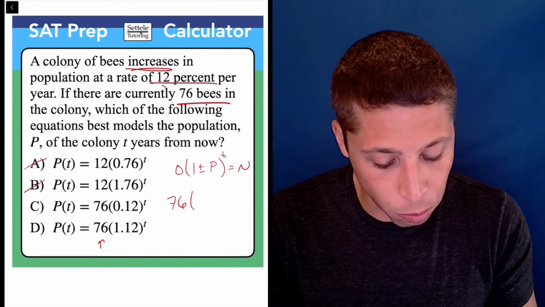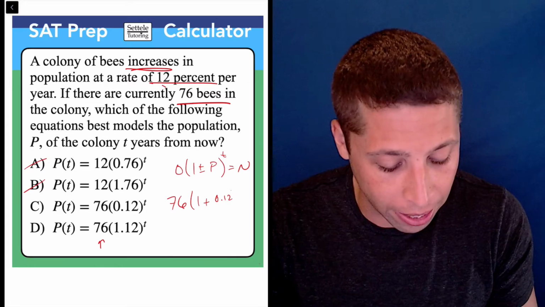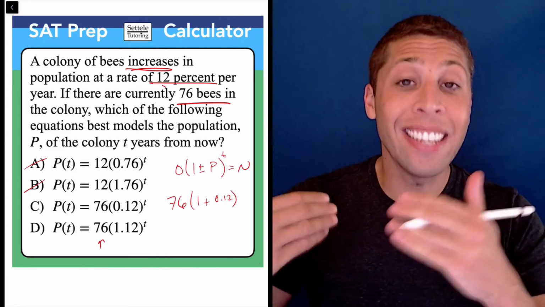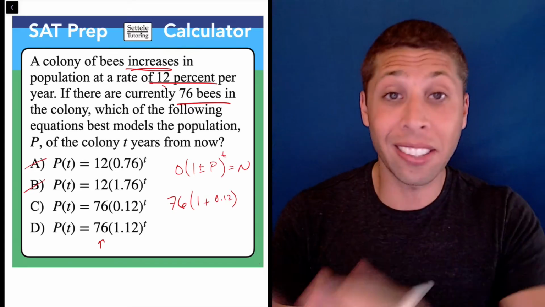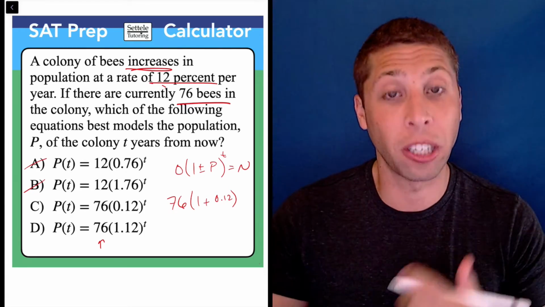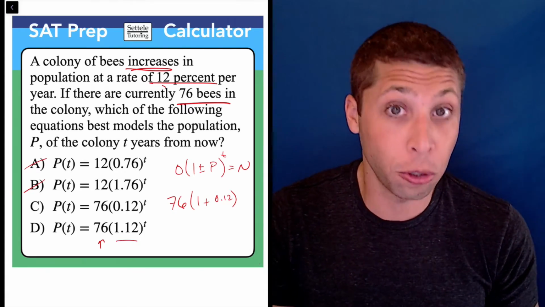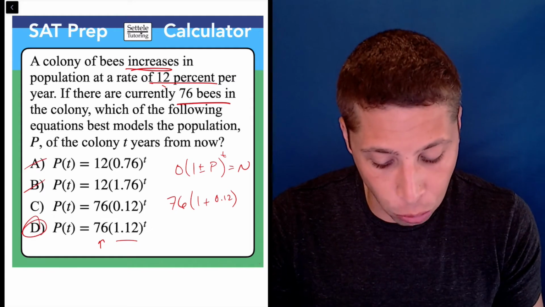and this is where the 1 plus or minus is going to come in. We need to account for the fact that it's increasing by 12%. So we have 100% of the B's we have now, plus an extra 12% every single year, and so it's going to look like 1.12 when we simplify this thing, and that is choice D.